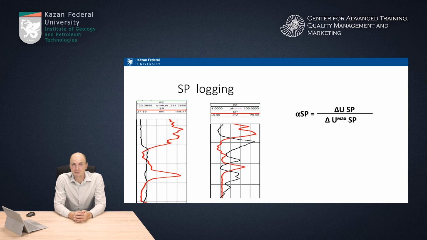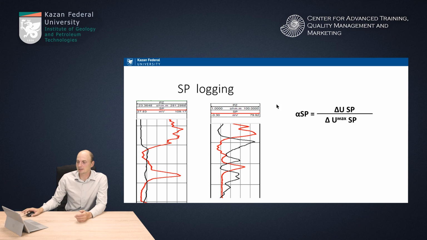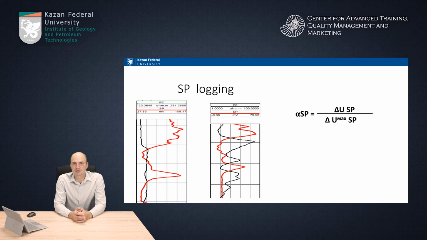Let's look at a few examples. Here we have two different well logs. The red line shows us the SP log readings. You can check yourself by trying to find where the shale is and where the clean rock is.